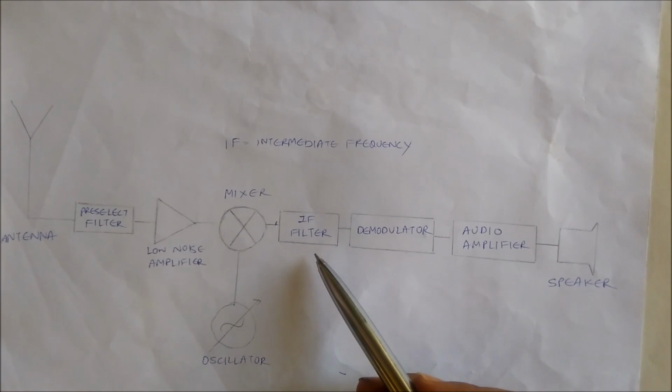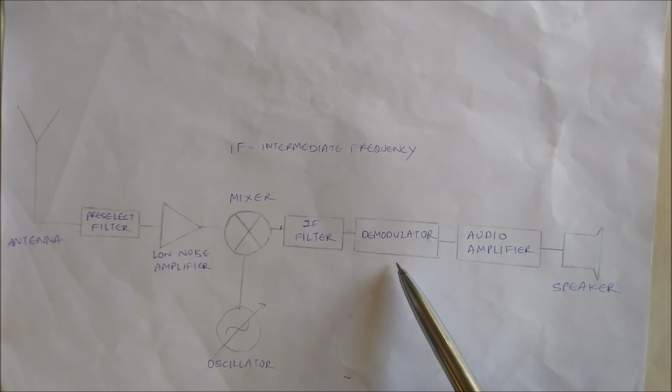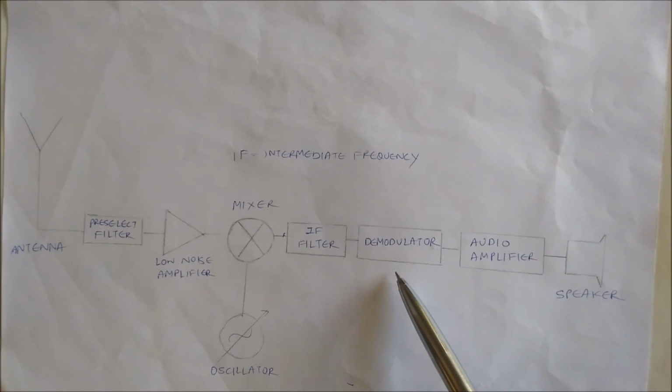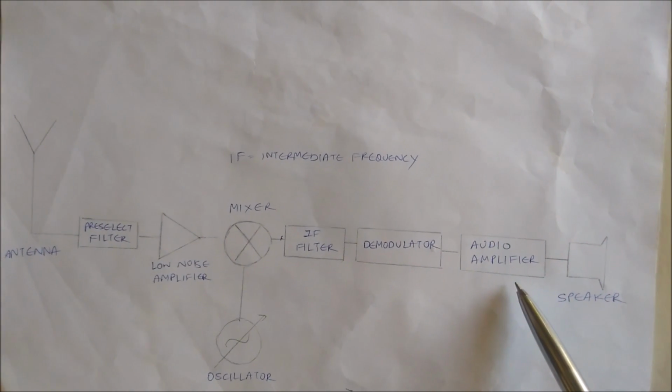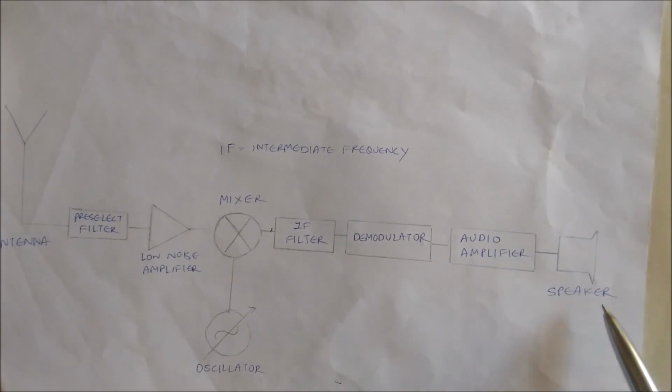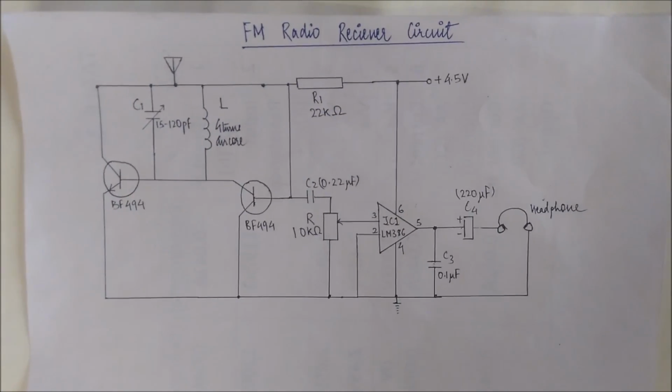That signal is sent to a demodulator which takes the encoded information and turns it back to audio. We then amplify it using an audio amplifier and get output through speakers. This is the FM radio receiver circuit.